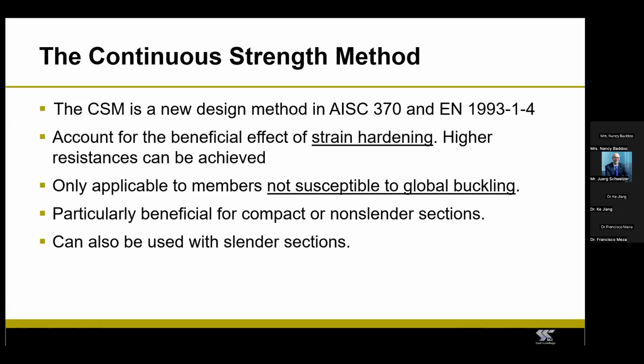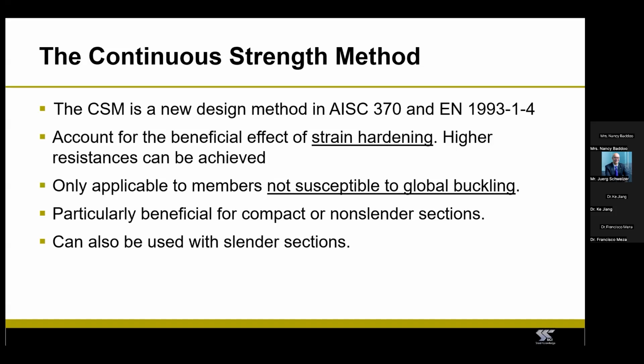Okay, so we will start with the continuous strength method. This is basically a new design method that can be used to calculate the cross-sectional resistance of stainless steel members. The method is included in the American stainless steel specification, which is C370, and it will also be included in the next version of the stainless steel Eurocode. The method is different from any of the methods you might be familiar with. And the key of this method is that it is able to take into account the additional strength that results from strain hardening.